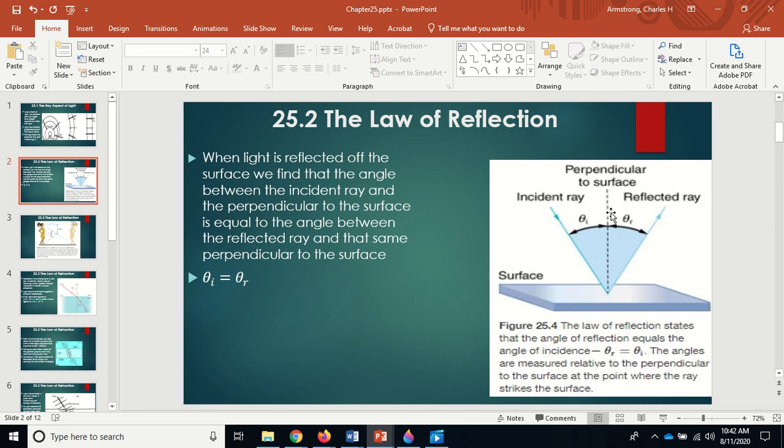We draw a perpendicular to that surface, 90 degrees to the surface. Measure this angle with a protractor, and measure this angle, again with a protractor. We'll find that these two angles are equal to each other. So the law of reflection states that the angle of reflection equals the angle of incidence. You don't use this other angle. You may say that would be the same, those would also be equal. Yeah, but here, let me do this.